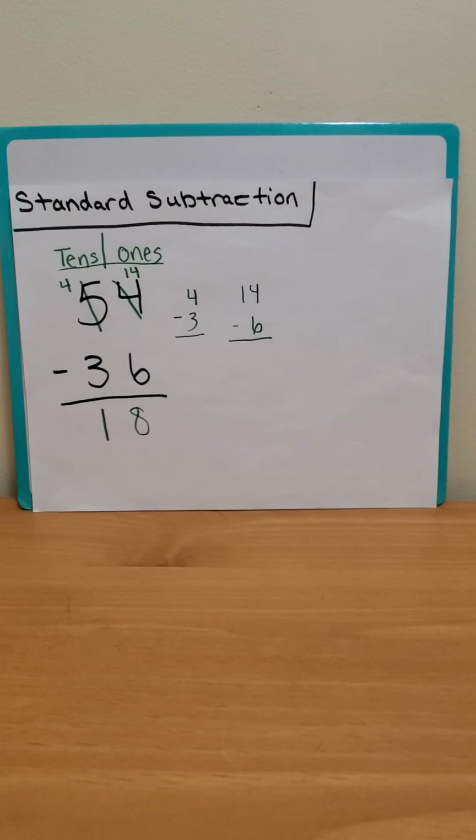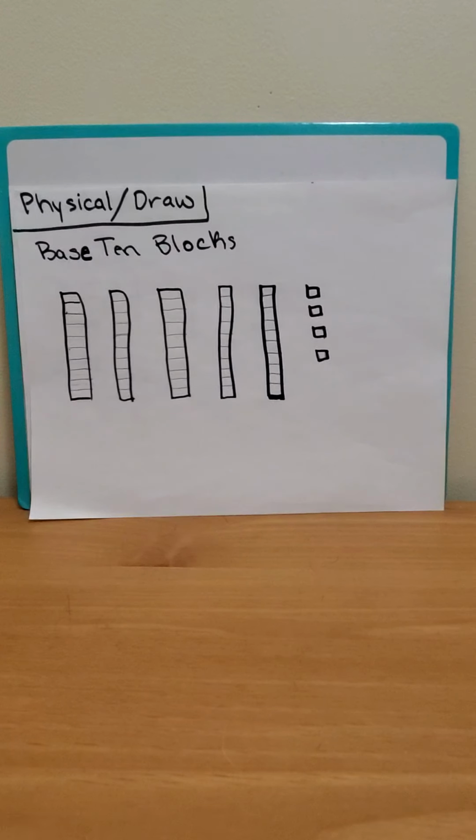The next way is drawing it out, and a method to do that is with base 10 blocks. Many students are familiar with this, and schools typically have these base 10 blocks and individual units as seen on the right. And the students can just physically take away what needs to be subtracted.